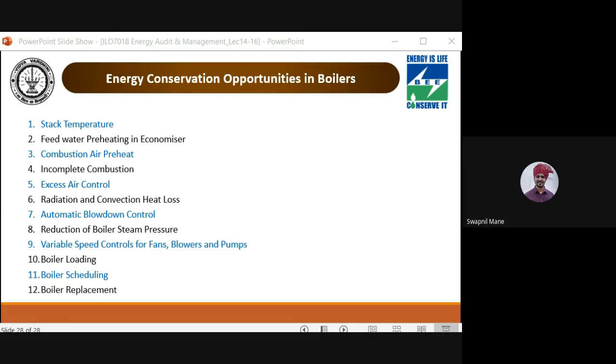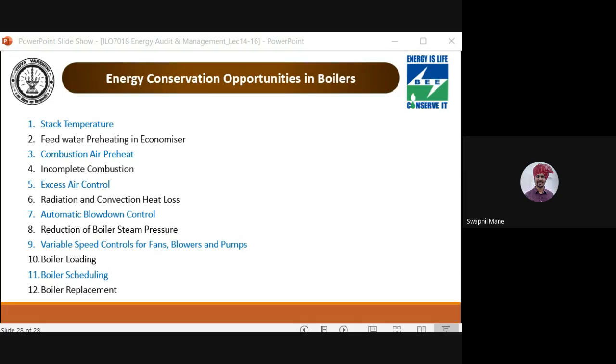We discussed blowdown. Uncontrolled continuous blowdown is very wasteful. So automatic blowdown controls can be installed that sense and respond to boiler water conductivity and pH value. A 10% blowdown in a 15 kg per centimeter square boiler results in 3% efficiency loss. Okay. So blowdown will cause loss, but the blowdown is carried out in order to increase the life of the boiler. Reduction of boiler steam pressure.